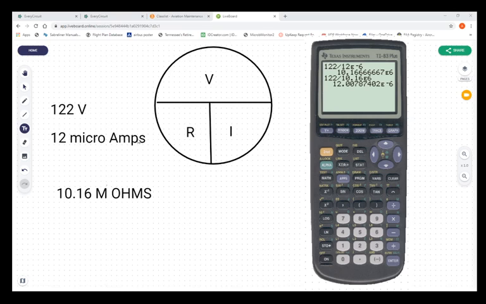Now, let's say, for example, let's do one more. Let's do our 12 microamps, and let's multiply them by 10.16 megaohms. Okay. Open up the parentheses. 12, second EE, -6 for micro, multiplied by my 10.16, second EE, 6 for the mega, and close that parenthesis. And just like that, 121.92 or 122 volts. Okay.